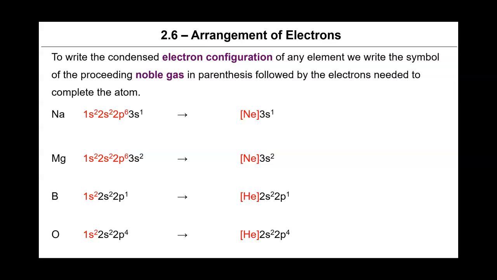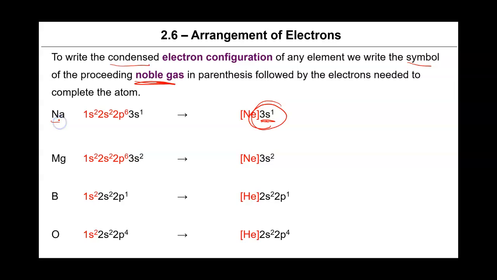So the general rule that we're going to use to write the condensed or abbreviated electron configuration of an element is we're going to write the symbol for the previous noble gas in parentheses, and then just write the electron configuration for the electrons that are needed to finish off the electron configuration of the atom.